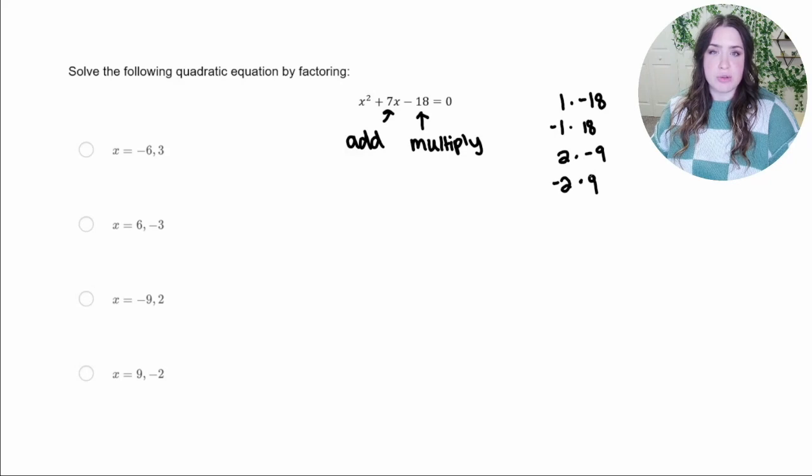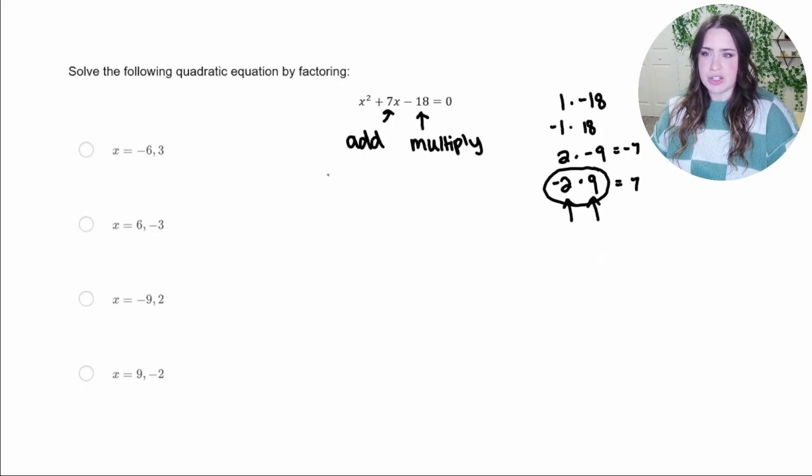Now, if I check those sums, 2 plus negative 9 would be negative 7, and negative 2 plus positive 9 would be positive 7. So since we do want a positive 7, the 2 numbers that I need to use are negative 2 and negative 9. So that would be the factors x minus 2 times x plus 9, and then it's still equal to 0.